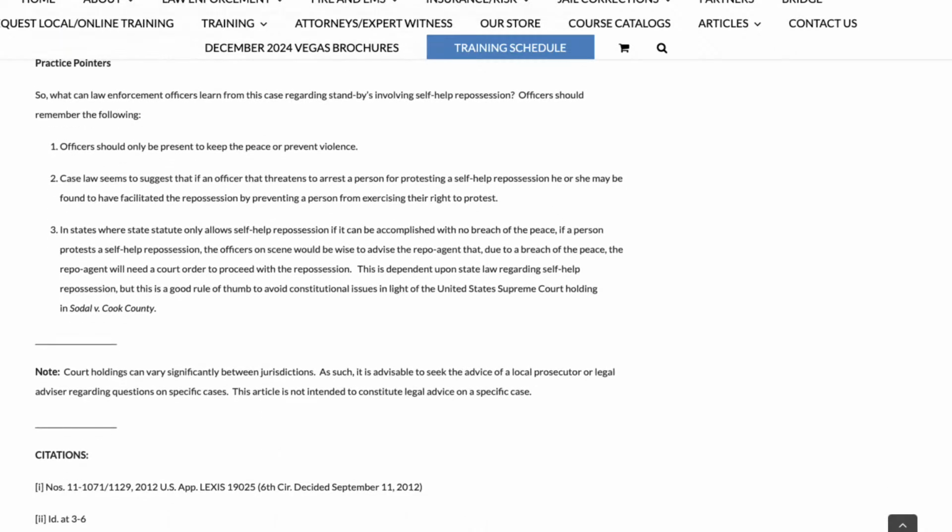Now, court holdings can vary. That's that. All right, there you have it. There's your power. Use it. They can't do that. Deputies can't come in there and help repo agents, although they do it all the time, and we allow it. Now you have this information.